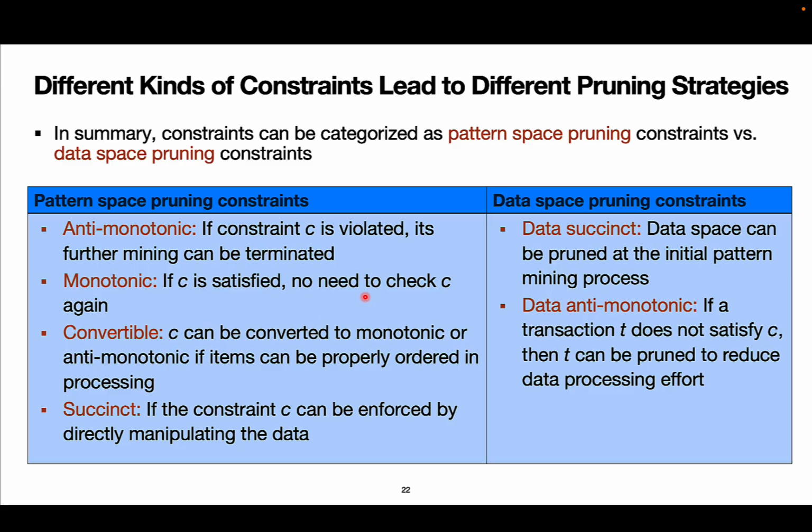In summary, we discussed pattern space pruning constraints and data space pruning constraints, where we covered anti-monotonic, monotonic, convertible, and succinct under the pattern space constraints, and data succinct and data anti-monotonic under the data space constraints.